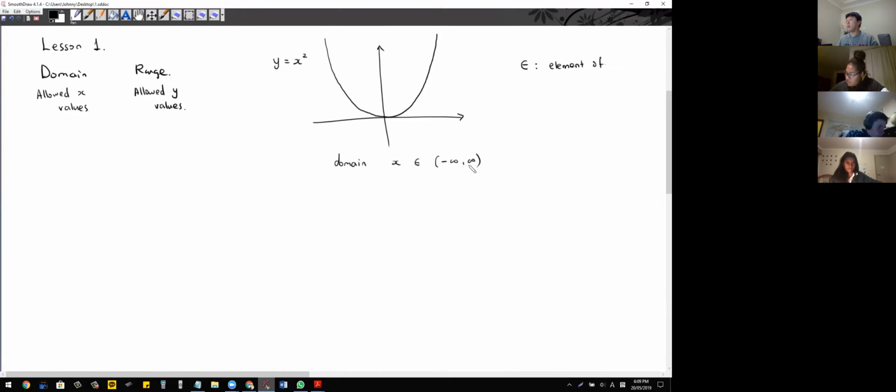And you guys all know what infinity means, right? So think about this. We can actually plug in any number into the x, right? So the domain, which is the allowed values of x, is basically negative infinity to infinity. So this is the domain. Alternatively, we can say x is an element of all real numbers. This capital R means real number.